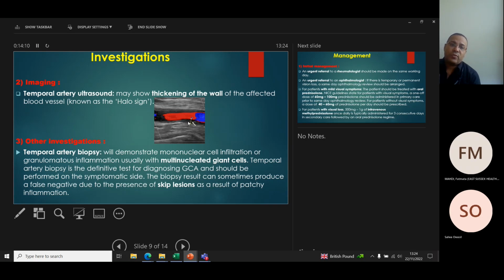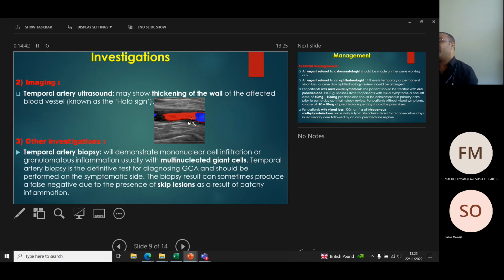Temporal artery biopsy. Temporal artery biopsy actually is the definitive investigation of choice to confirm a diagnosis of temporal arthritis. And it will reveal multinucleated giant cells in the wall of the arteries. But honestly and practically, it's not usually used, for many reasons. Number 1, it's an invasive procedure. Number 2, it can give false negative results because you might have skipped a lesion on the artery.